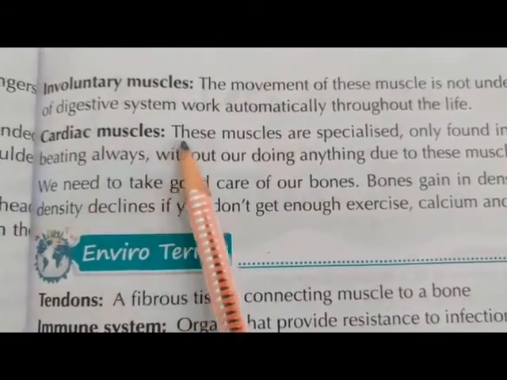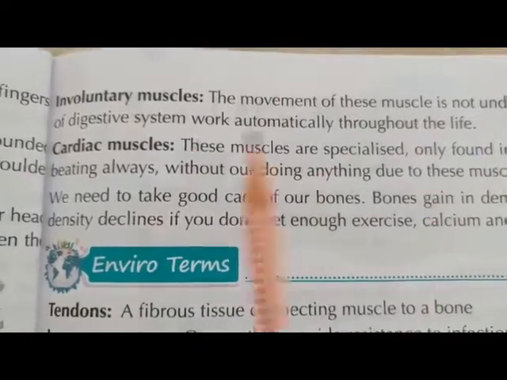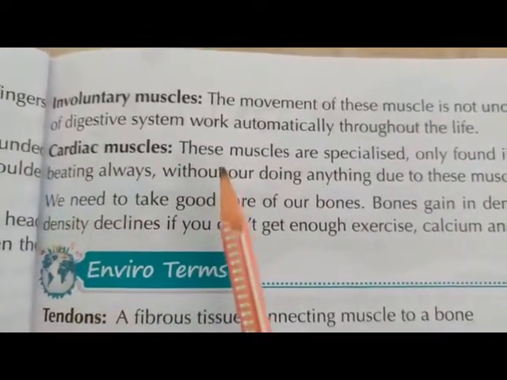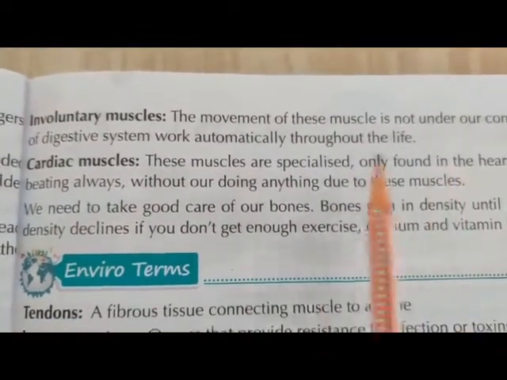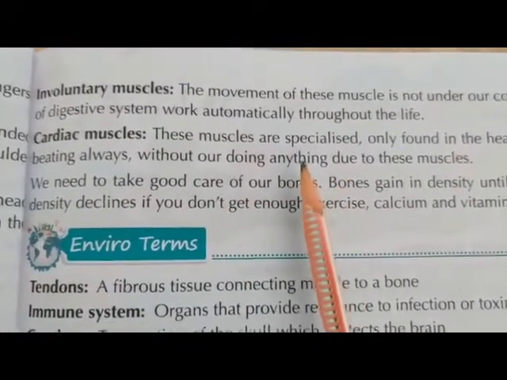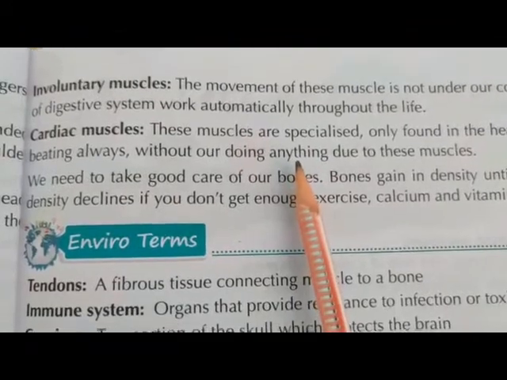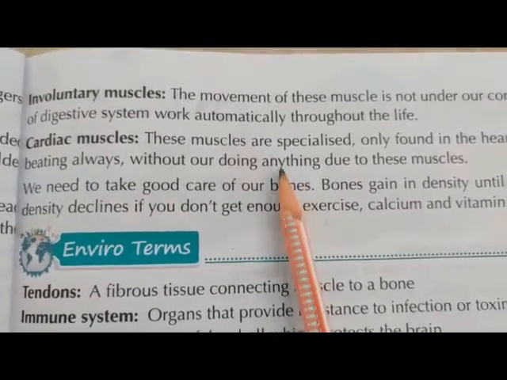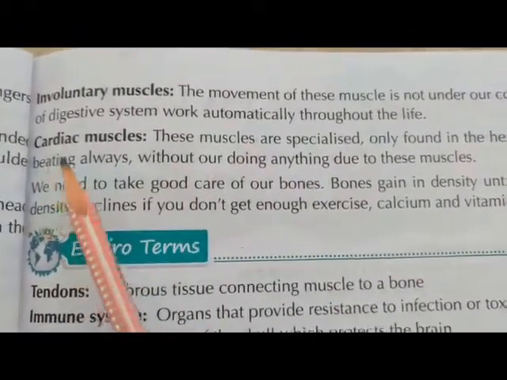Next is cardiac muscle. These muscles are specially found in the heart, as the name suggests, cardiac means heart. They are always beating without our doing anything. We can't stop or start our heartbeat. They beat by themselves. So these muscles are found in the heart.